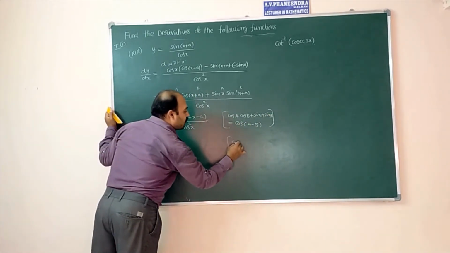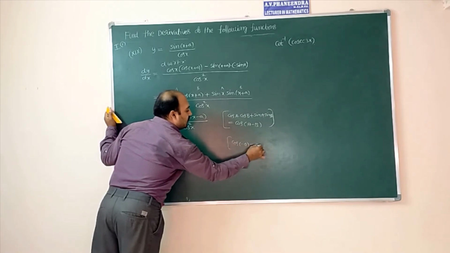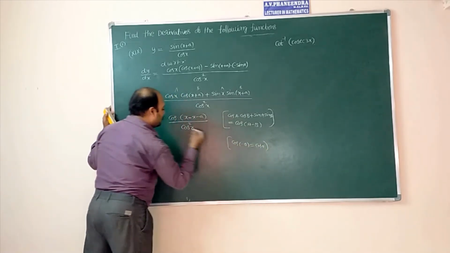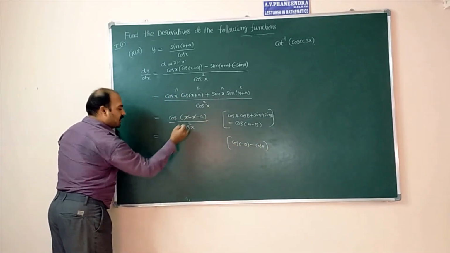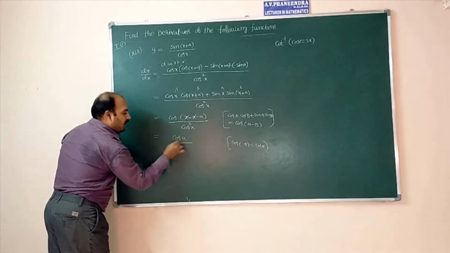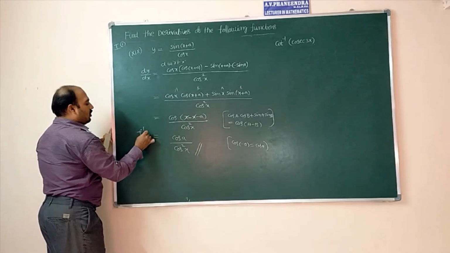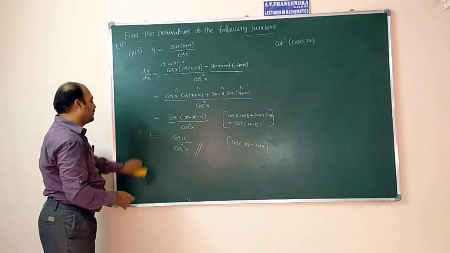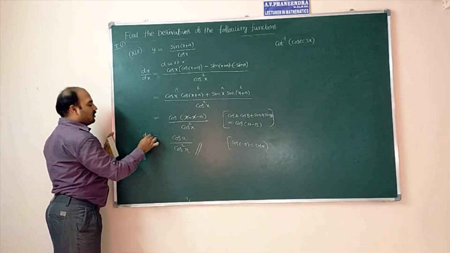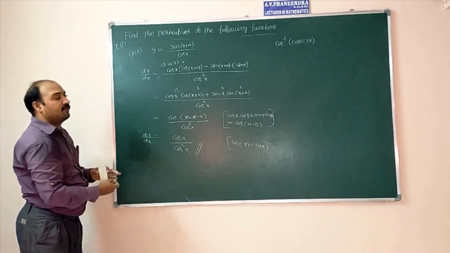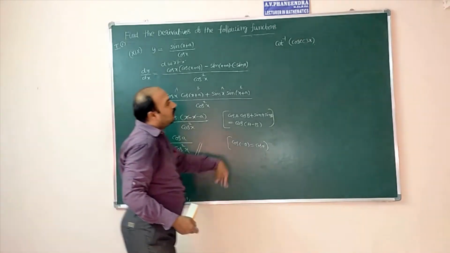And cos of minus theta equals cos theta, that also we applied here. Cos of minus a is cos a, divided by cos square x. This is the value of the derivative of the given function, that is dy by dx if you take y, or f dash of x if you take f of x. We'll come to the next question.